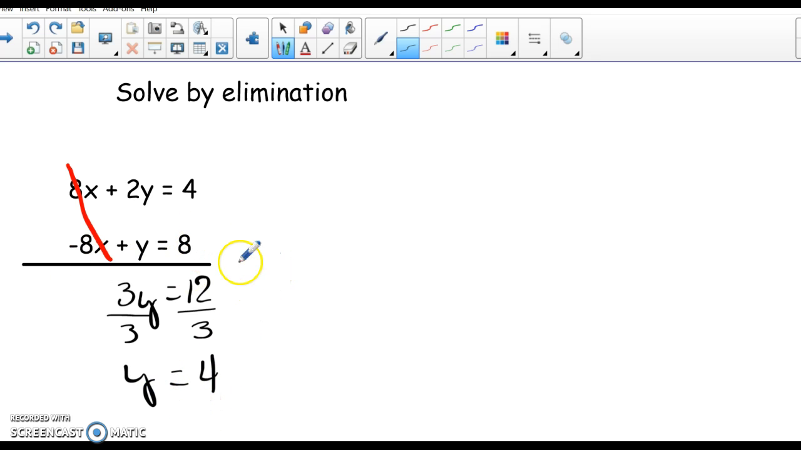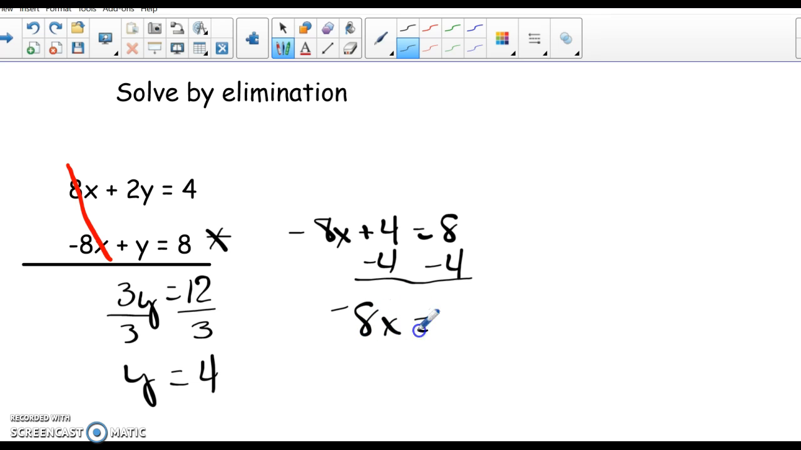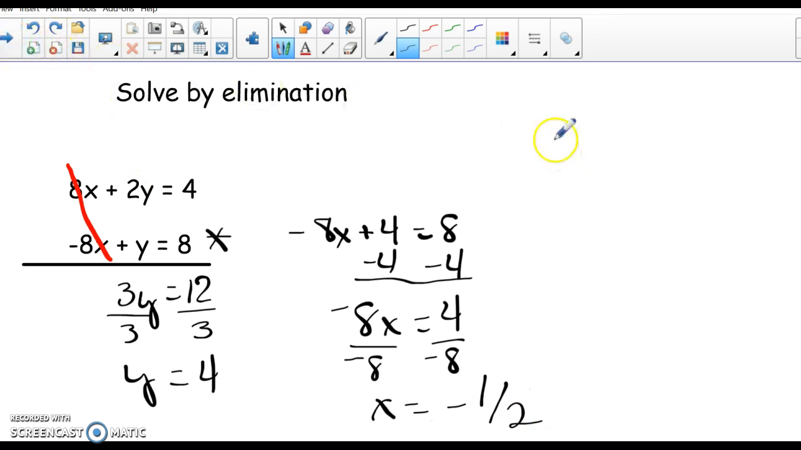Go back into either one of these two equations. I'm just going to plug it back in here. Everywhere that I have y, I'm going to plug in the number 4. So plus 4 equals 8. Subtract 4. So I got -8x equals 4. Divide by -8. So x is equal to -1/2. Make sure you write them as an ordered pair, (-1/2, 4).